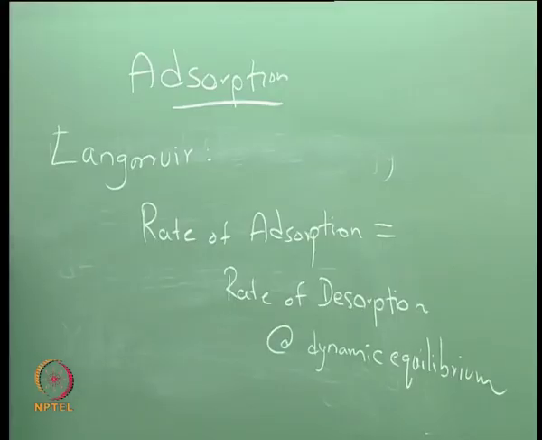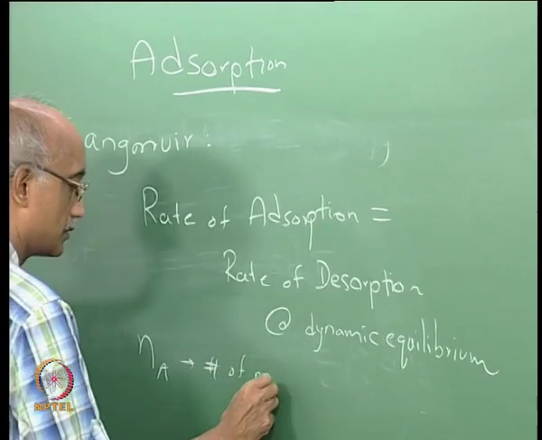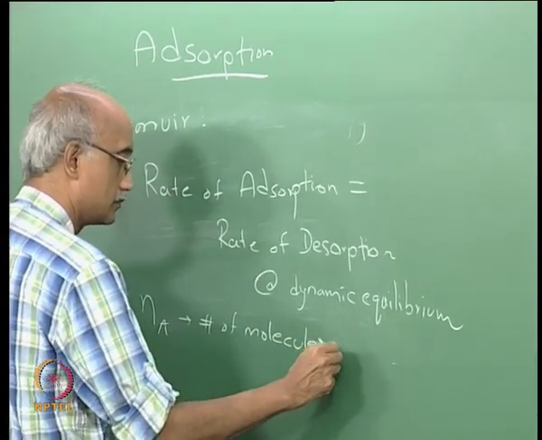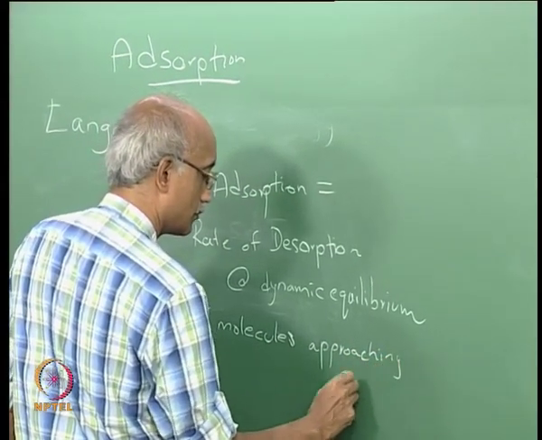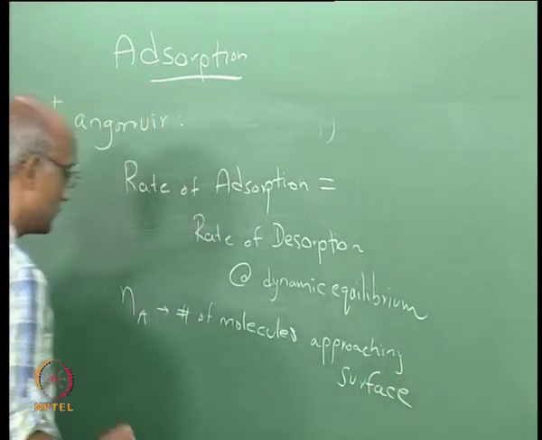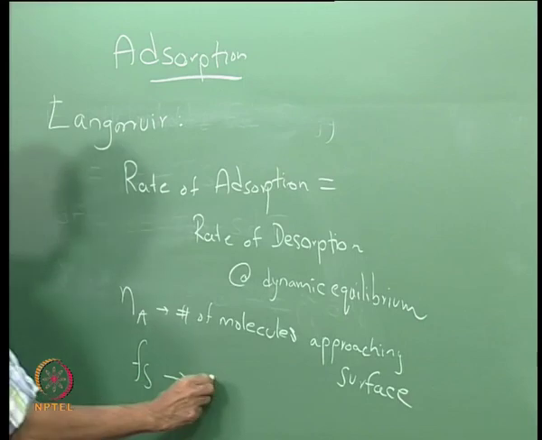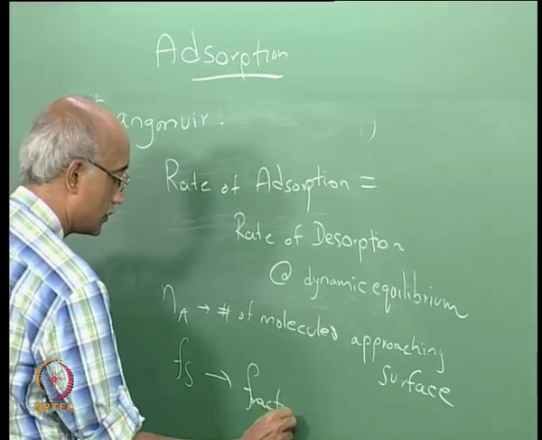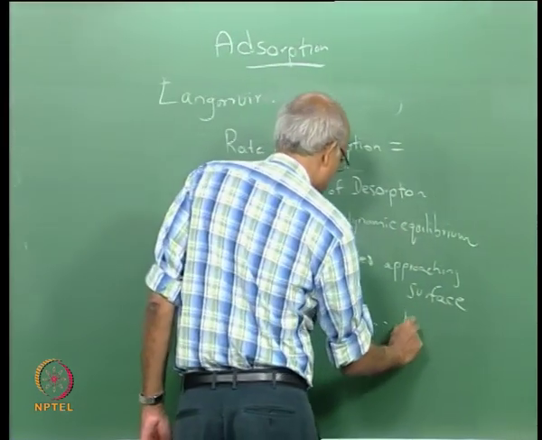So let's consider a case where you have some species A that is getting adsorbed on the surface. Let's say that Na is the number of molecules approaching the surface, and let's say that a certain fraction of them stick to the surface. Let's call that Fs. So this is the fraction of the molecules approaching the surface that actually stick to the surface.